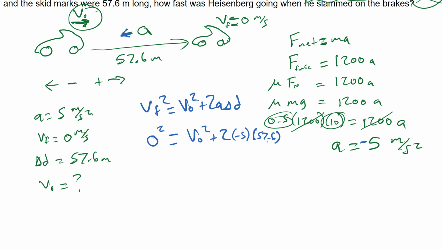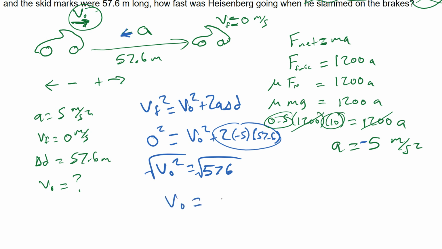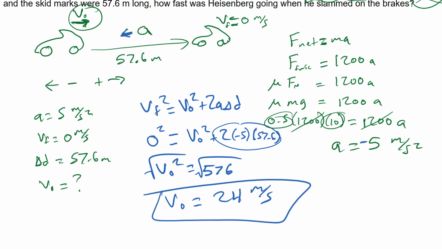For all of you mathematicians out there saying, oh, but it's going to become a square root of a negative number. Yeah, but you just know the magnitude. So V naught squared is equal to negative 10 times 57.6. That's 576. And then when you add it over to the other side, it becomes a negative. So when you take the square root of both of these things, you get 24 meters per second. And will you look at that? Heisenberg was certain about his velocity. He was not speeding.